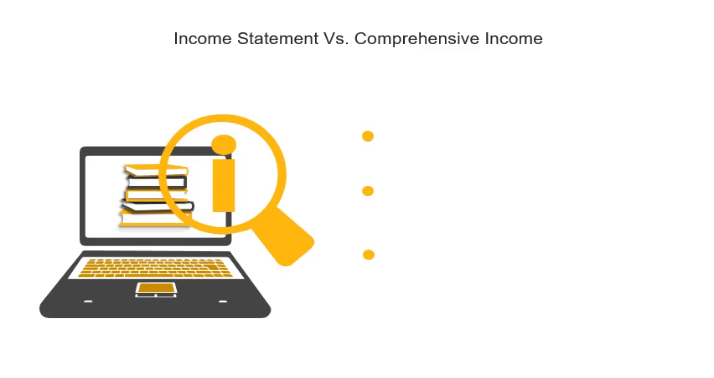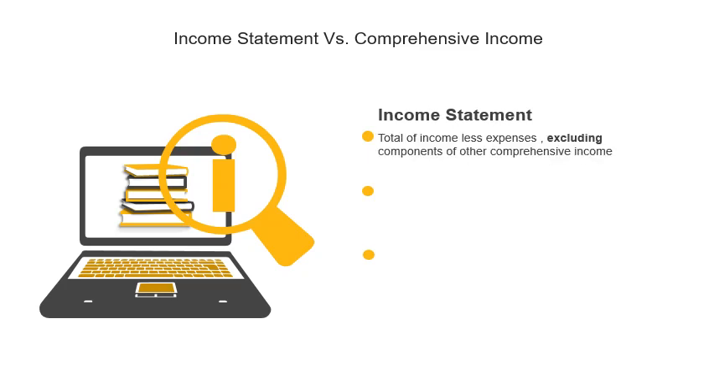So, what is income statement or a comprehensive income? The same lang ba? First, let's define income statement. Income statement is the total of income less expenses excluding components of other comprehensive income. Yung traditional na computation ng net income, lahat ng revenue less lahat ng expenses. That is the net income or loss of the company. Yan yung components ng income statement.